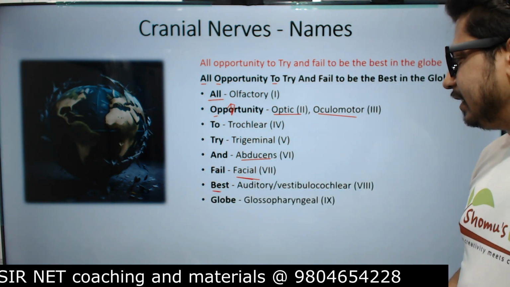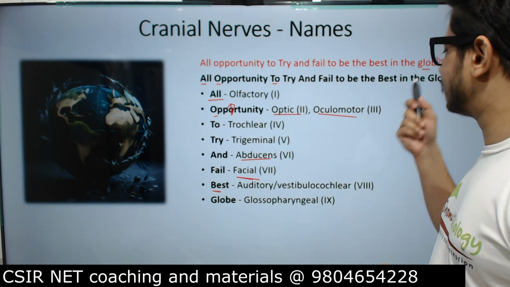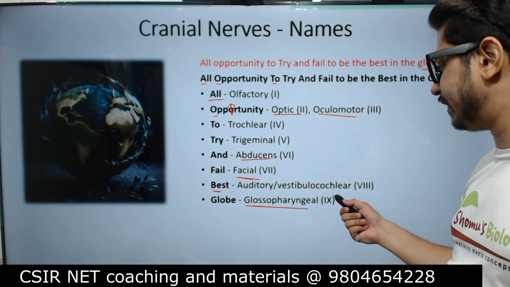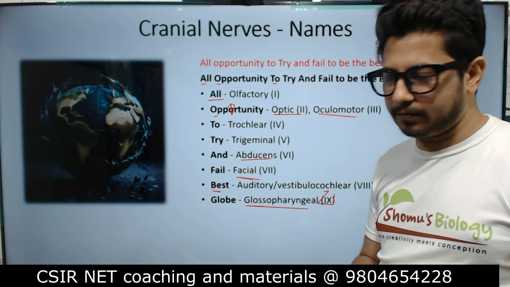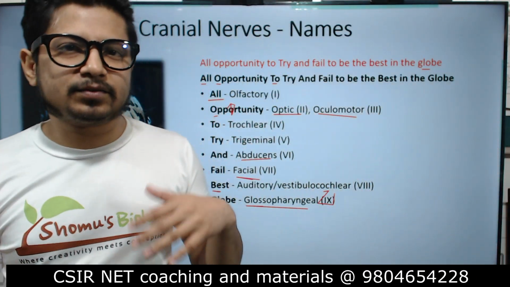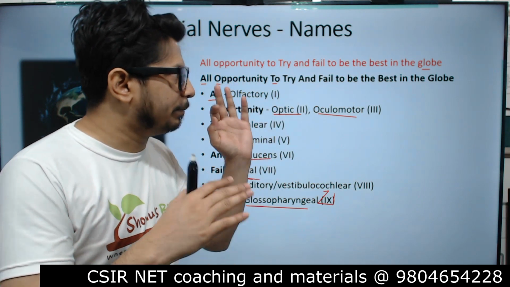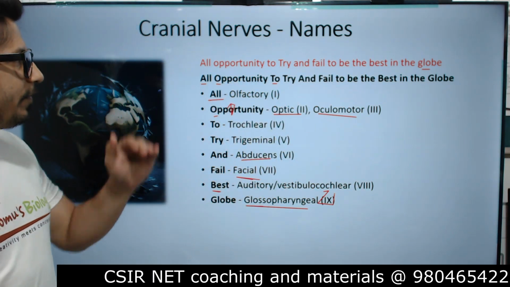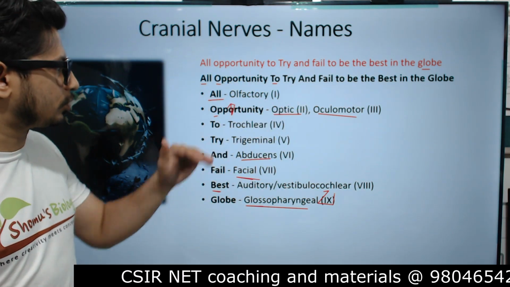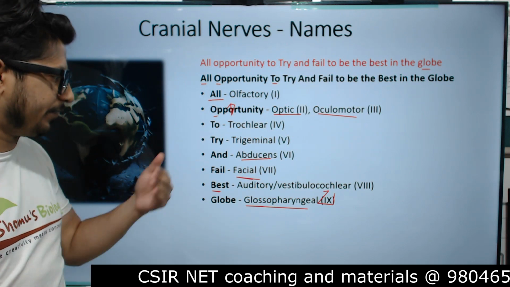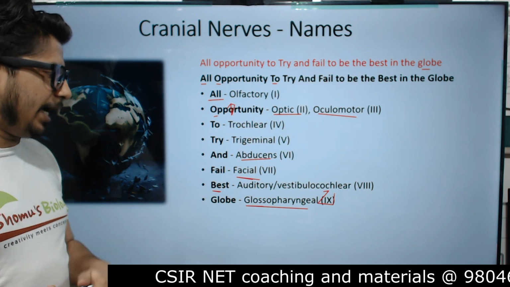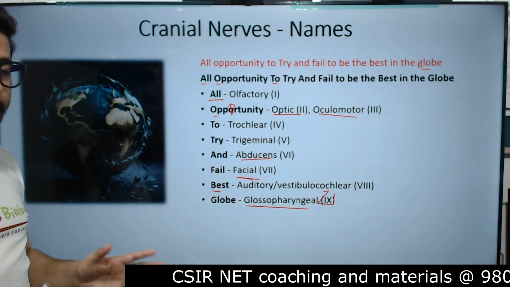Then what we have is globe. Globe is capital G, G for glossopharyngeal, the ninth cranial nerve. So we have nine cranial nerves quite easily from this sentence: all opportunity to try and fail to be the best in the globe. We have olfactory, optic, oculomotor, trochlear, trigeminal, abducens, facial, auditory and glossopharyngeal. All of them are listed quite easily.